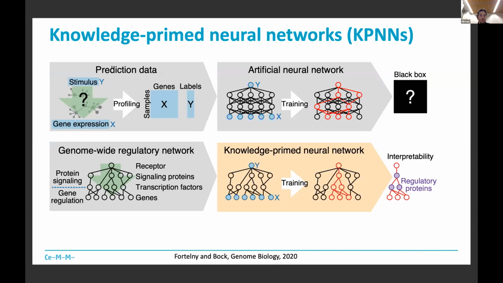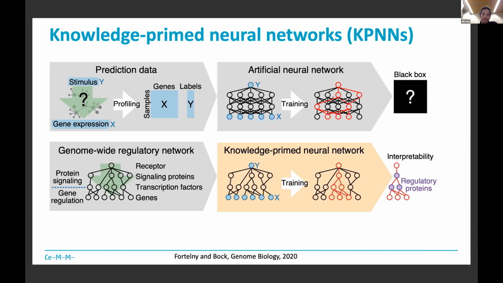And so in other words, we have our prediction data, we have gene expression, so we have samples or cells and genes and values for the expression of these genes in these cells. And for each cell, we have a label. For example, was the cell stimulated or not? And then if we train classic artificial neural networks, we have a black box in here where we can't really interpret the weights that we get. We can, of course, interpret the input layer, but we can't interpret what's in between.